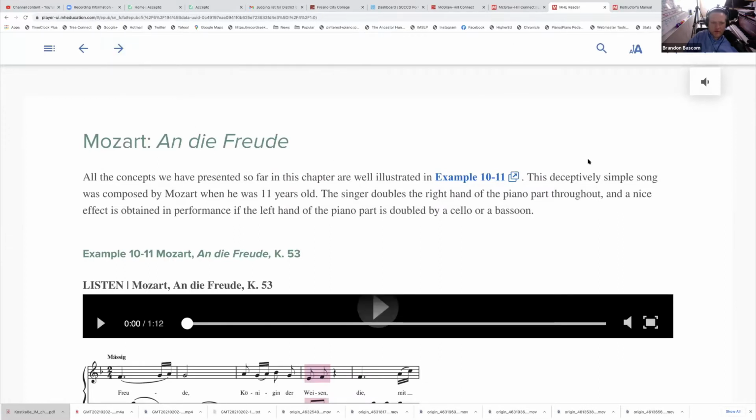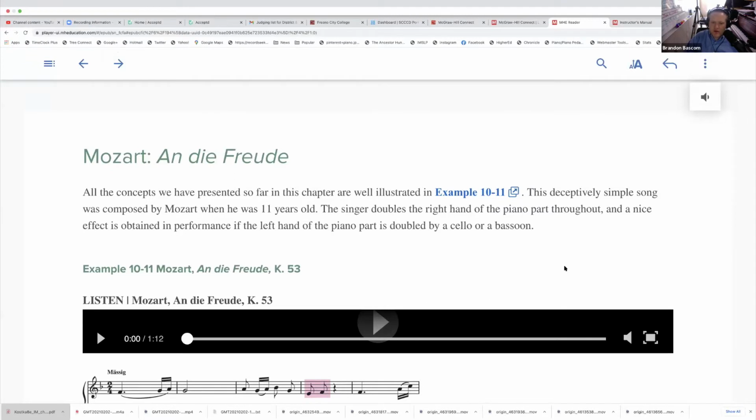Mozart and Die Freude. All the concepts we've presented so far in this chapter are well illustrated in example 10-11. This deceptively simple song was composed by Mozart when he was 11. This is the part that's supposed to make you feel good about yourself. The singer doubles the right hand of the piano part throughout, and a nice effect is obtained in performance. The left hand part of the piano is doubled by a cello or a bassoon.